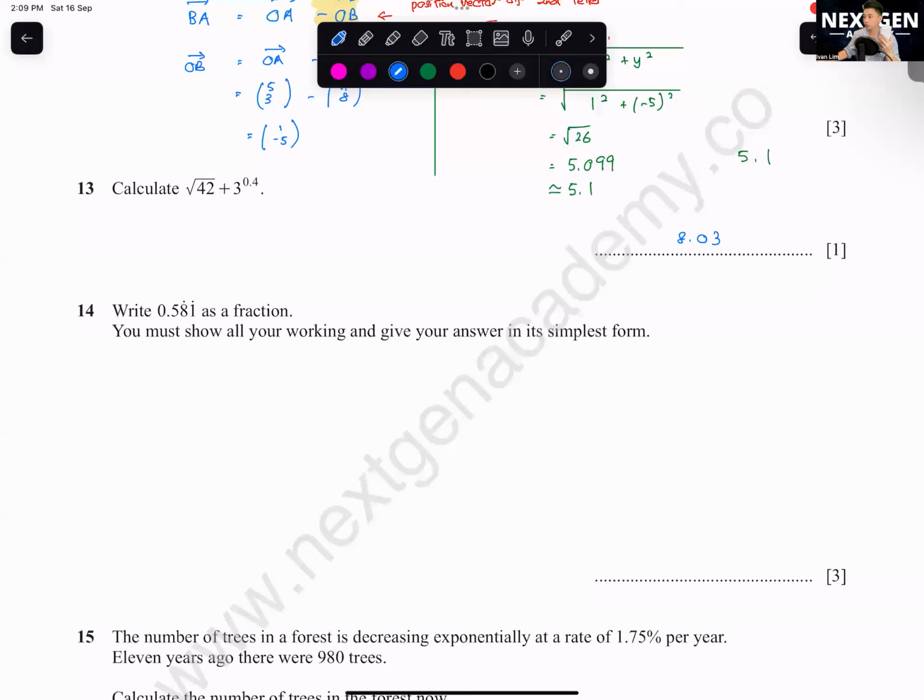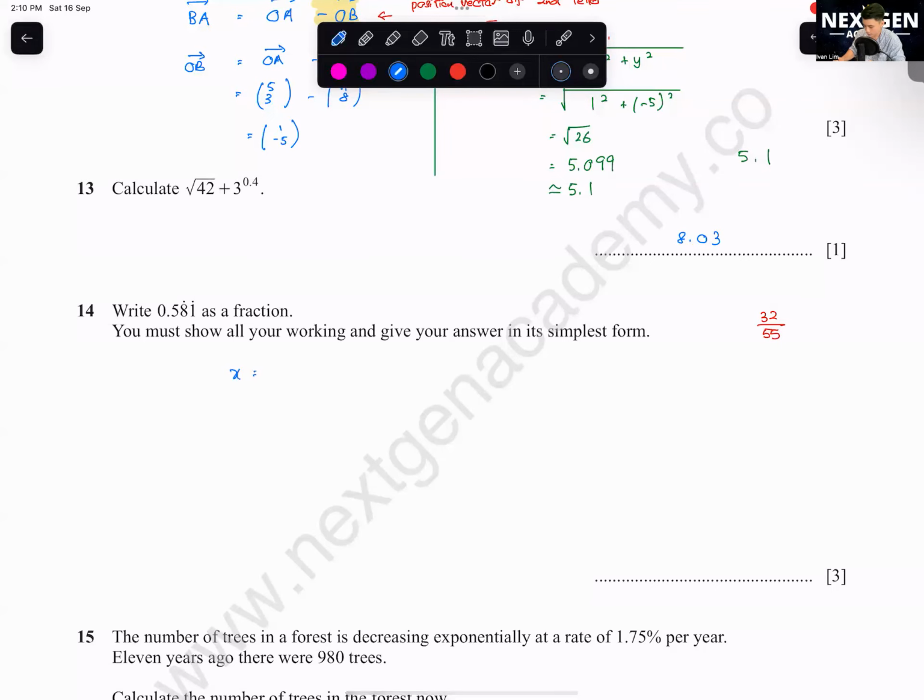What does it show you? It shows you 32 over 55, right? You write it at the side first. This is the outcome that we want, 32 over 55. Got it? But how to do the working? You still have to do the proper working.